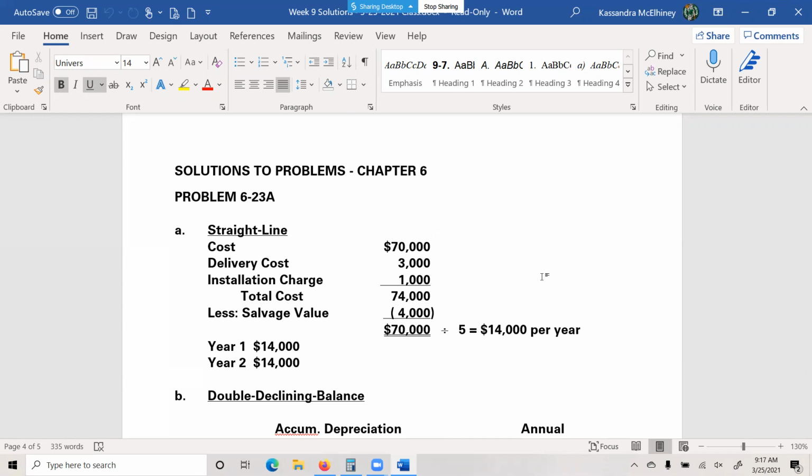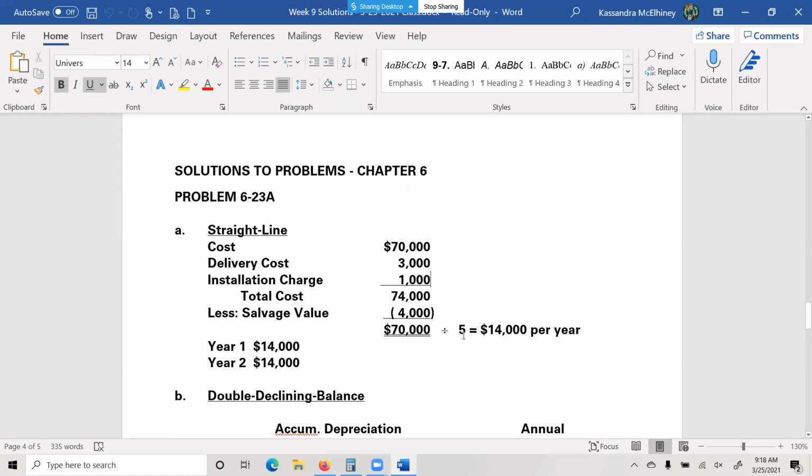So for part A, it is the straight line method. Our straight line formula is cost minus salvage value, that quantity divided by number of years of useful life. The problem data told us that our equipment has an estimated life of 5 years. So the 5-year portion is what we need for straight line method, and it would be what we need for double declining balance as well. So $70,000 is cost minus salvage value.